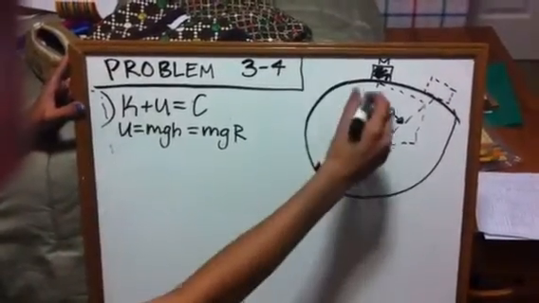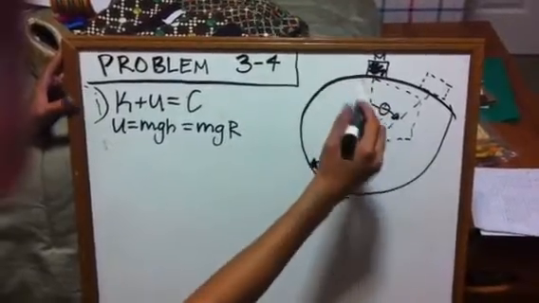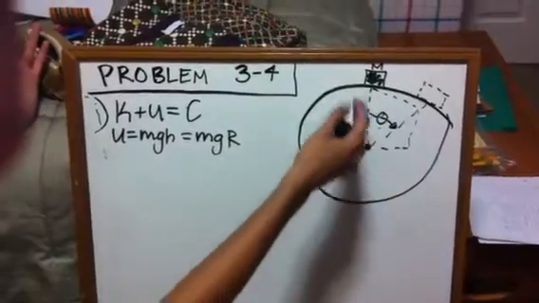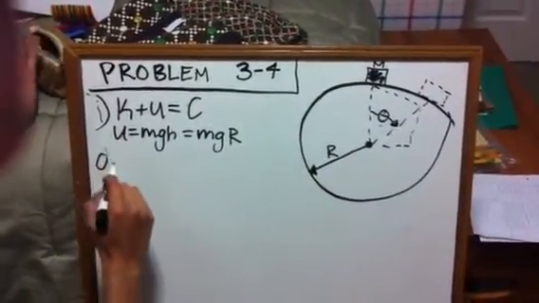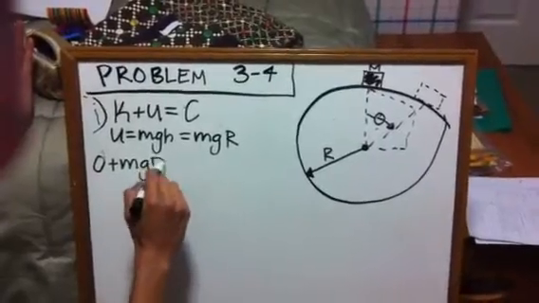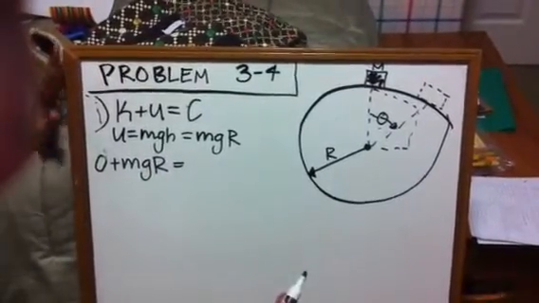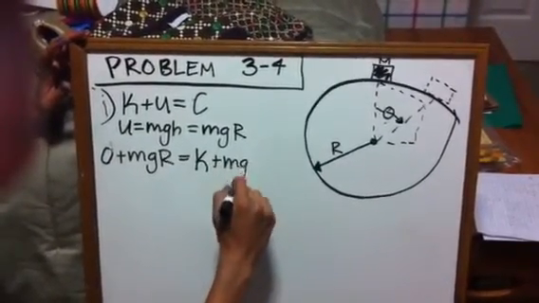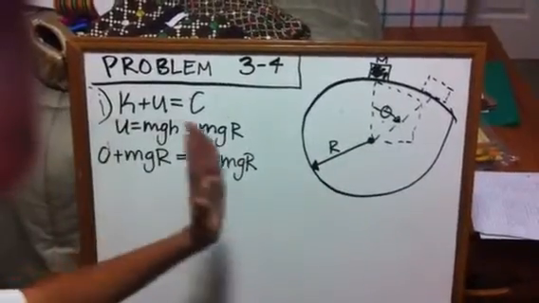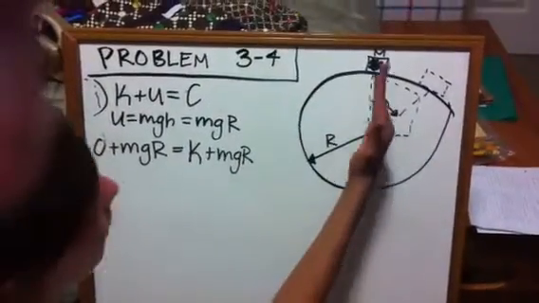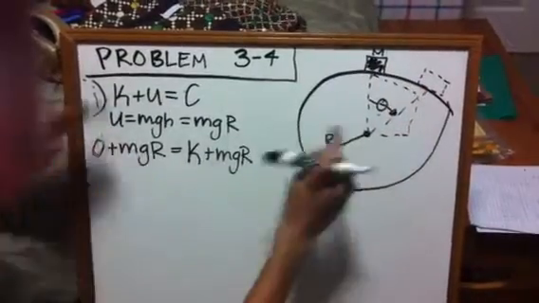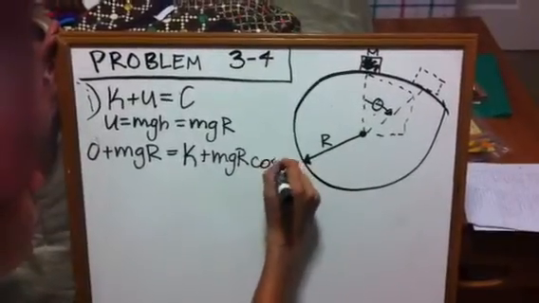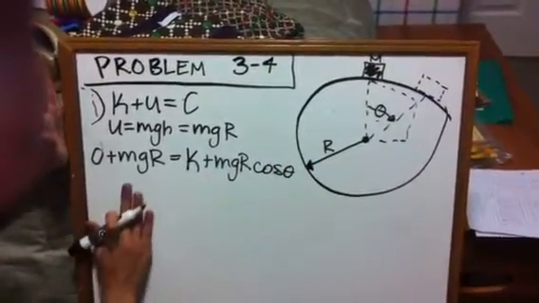At this point, when the mass is at the top, the kinetic energy is going to be 0 because it's not moving, so the velocity is 0, but the potential energy is going to be mgr. So you have 0 for the kinetic energy plus mgr equals the final kinetic energy K, which we do not know, plus mgr, and then we have to take the vertical component because we need the height as the mass is progressing to the side, so that's going to be cosine theta, with this being theta, so we get the vertical component, cosine theta.